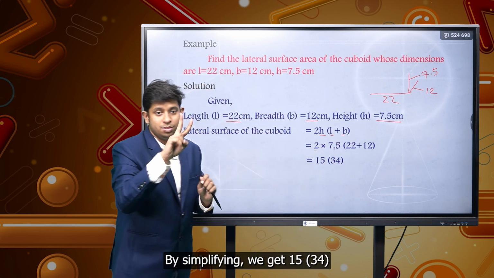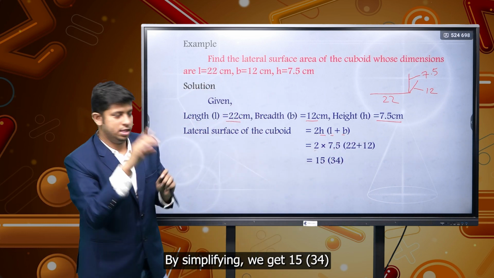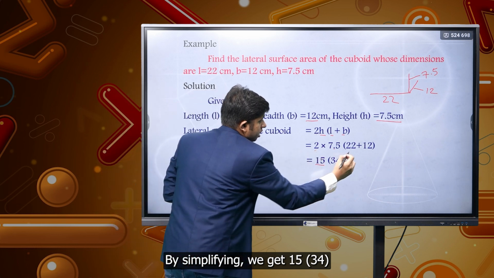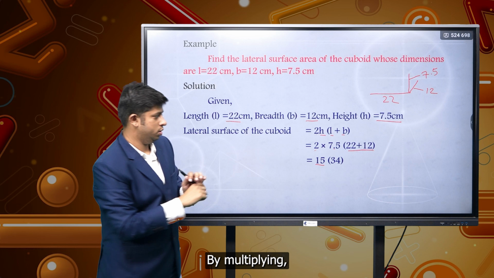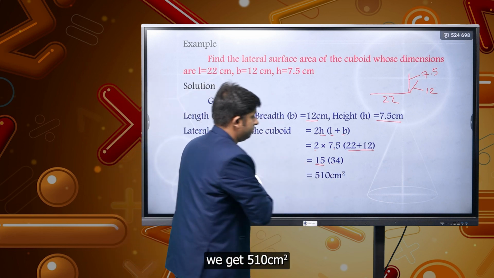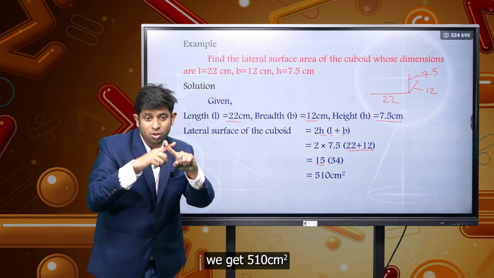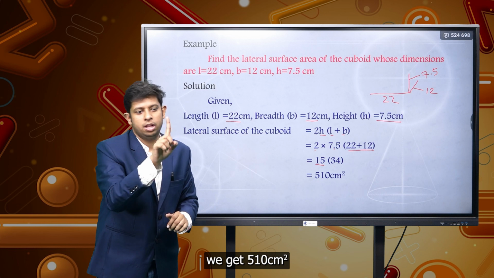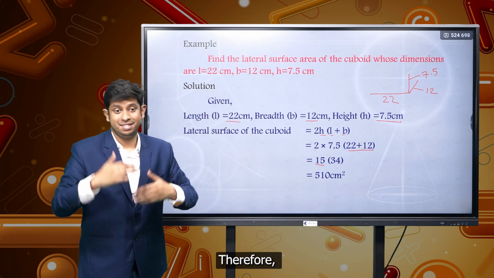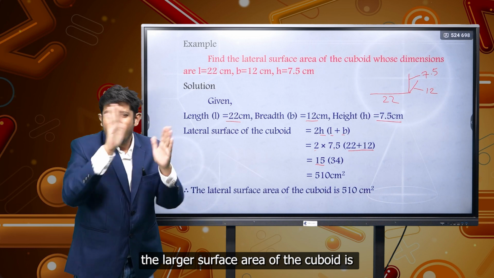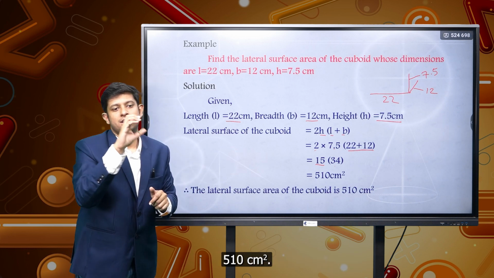By simplifying, we get 15 into 34. By multiplying, we get 510 cm square. Therefore, the lateral surface area of the cuboid is 510 cm square.